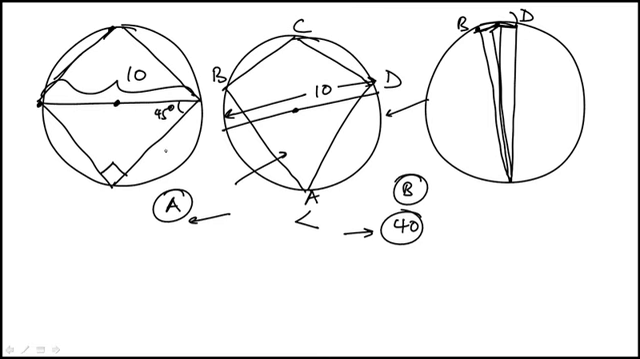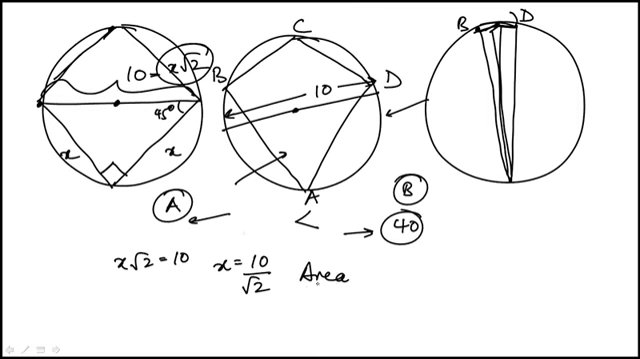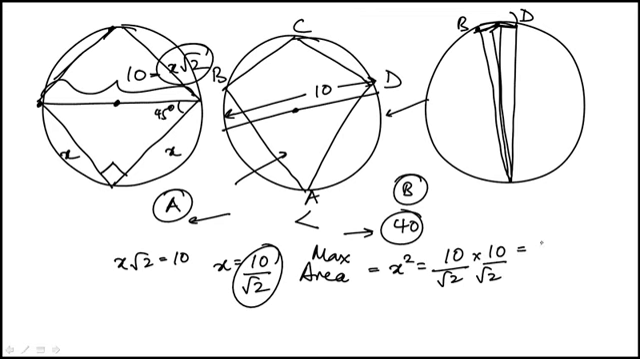this is 45 degrees. So if this is x, this is x, this would be x root 2, which means that x root 2 is 10, or the side of the square is 10 over root 2. Which means the area, and I'm going to call this the max area, would be x squared, or this times itself, 10 over root 2 times 10 over root 2. And that becomes 100 over 2, which is 50.